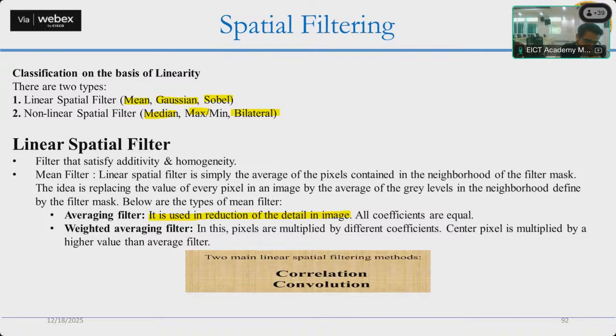In the weighted averaging filter, what happens? Here the pixels are multiplied by different coefficients, and the central pixel is multiplied by a higher value than in the average filter. So if you want to put more emphasis on some pixels, then you use the weighted averaging filter.